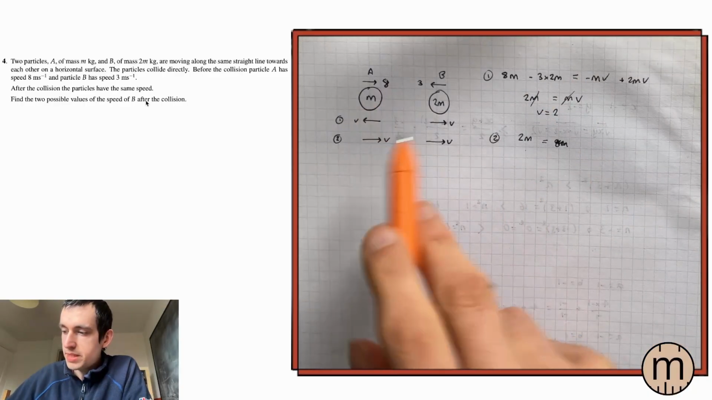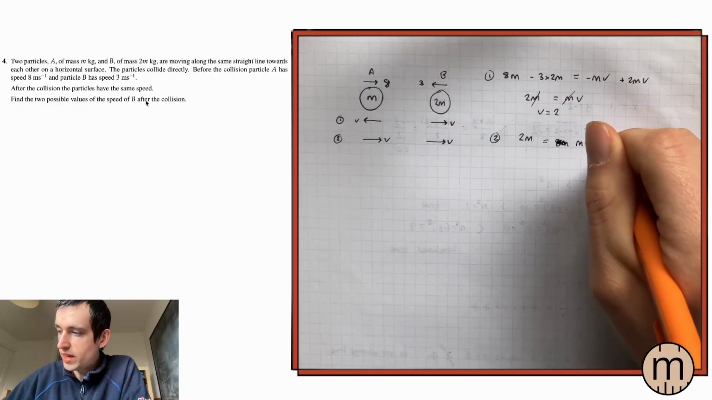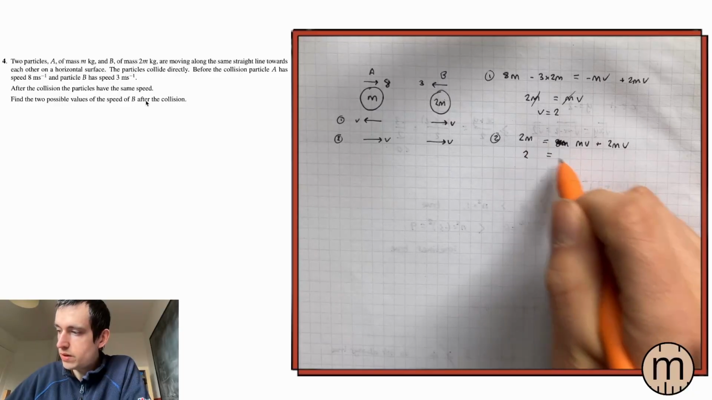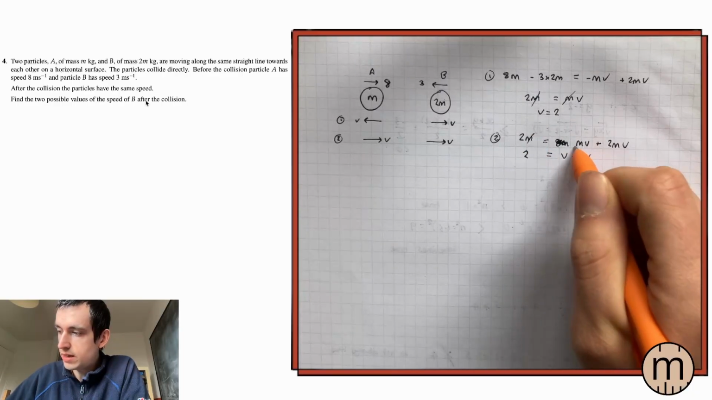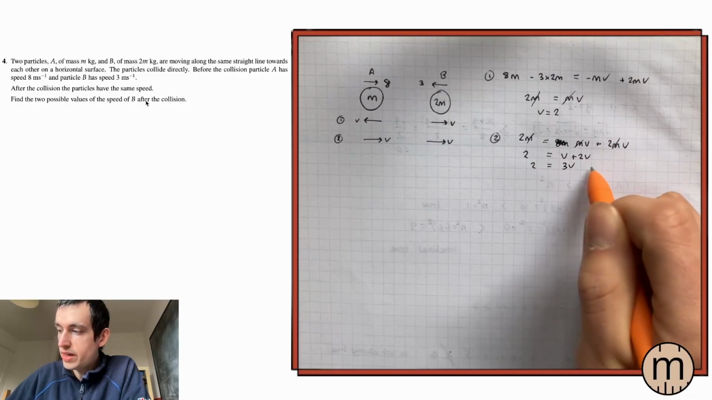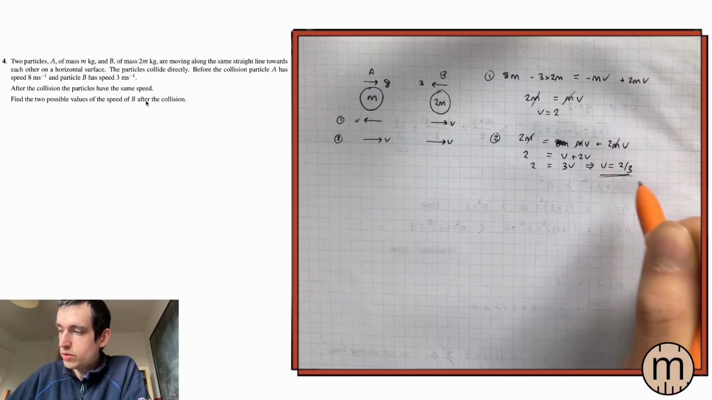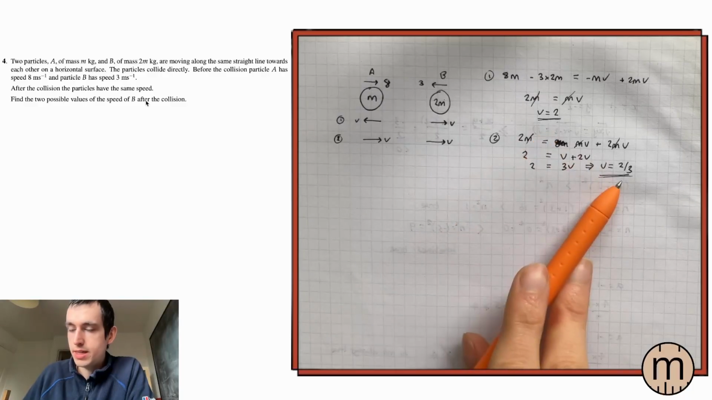Afterwards, we're going to get m times v, and we're going to get 2m times v. And that's going to tell us that 2 is equal to v plus 2v if I cancel out all the m's. So that means 2 is equal to 3v, and therefore v is equal to 2 over 3. So our 2 values of v are 2 and 2/3.